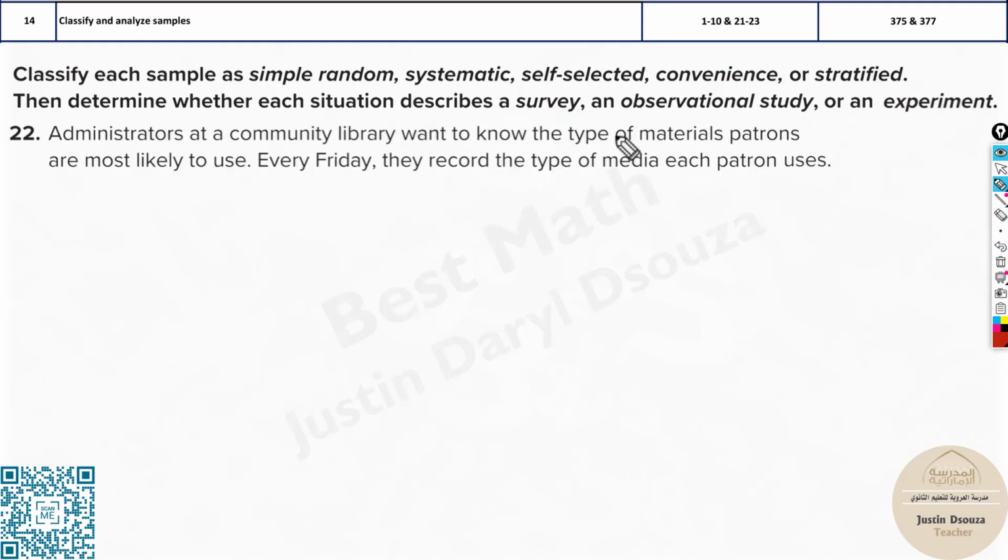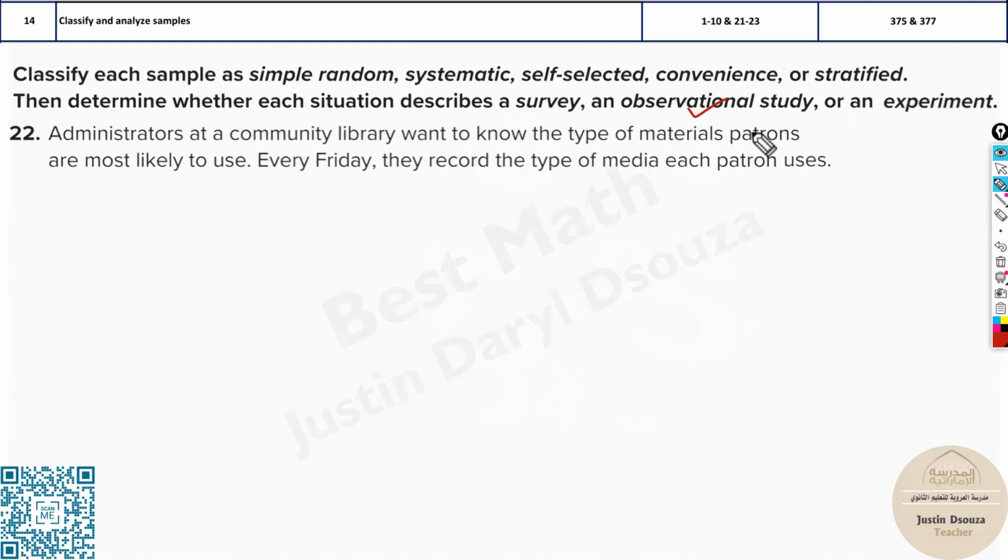And what about this one here? Administrators at a community library want to know the type of materials patrons are most likely to use. Every Friday, they record the type of media each patron uses. Now, first of all, what are they doing? They're just trying to know what the patrons of a particular community are using. So on Friday they just record the type of media. They're not asking them anything, they're not doing an experiment, they're just observing them, right? It's an observational study.